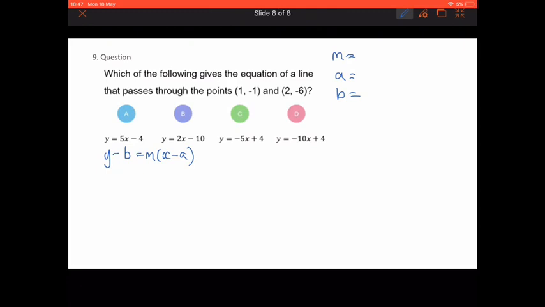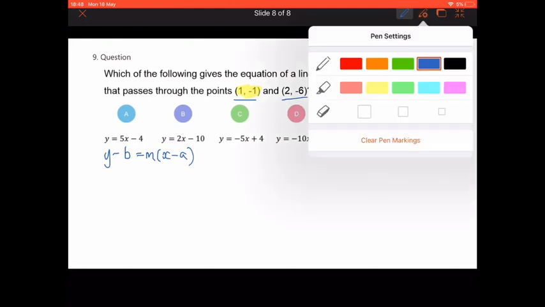A is the x coordinate of the point, b is the y coordinate of the point. Now we're given 2 points, this one here and this one here. It honestly doesn't matter which one you use. I'm just going to pick the first one because the numbers are nice and easy. So I can write down that A is 1 and B is -1. That just leaves us to find the gradient.